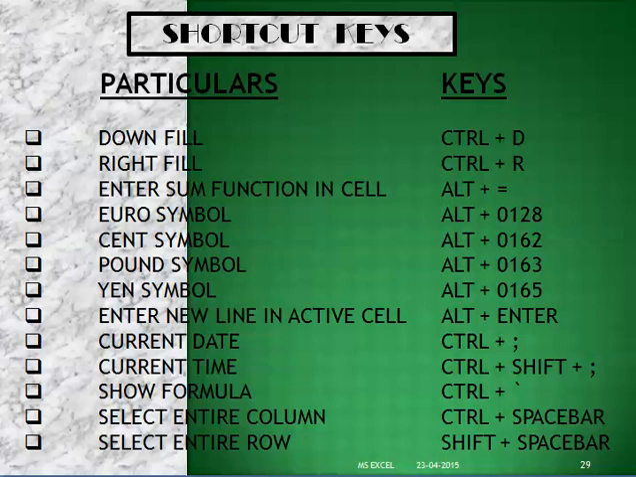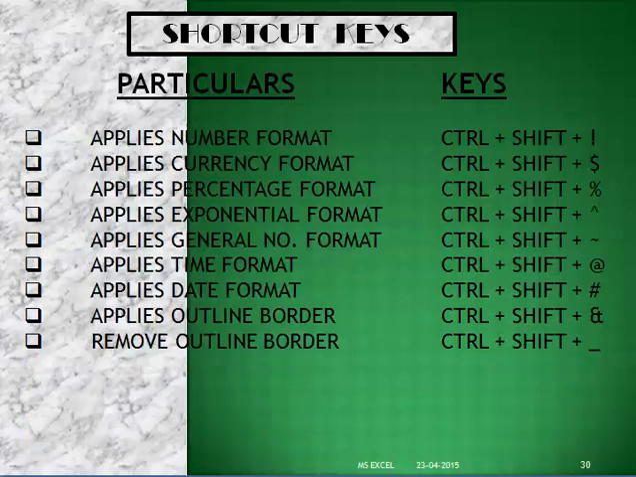To show formulas, we use Control plus apostrophe. To select an entire column, we simply press Control plus space bar. To select an entire row, Shift plus space bar. And to apply a particular number format, currency format, and other formats plus borders, we use these shortcut keys as follows.